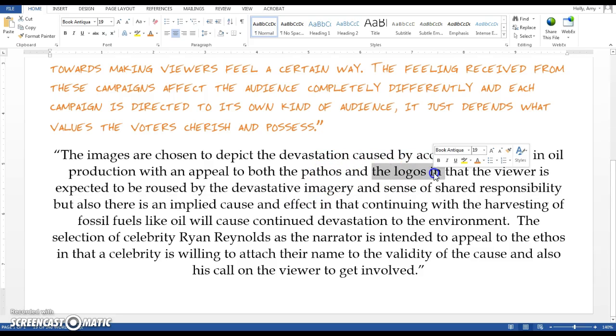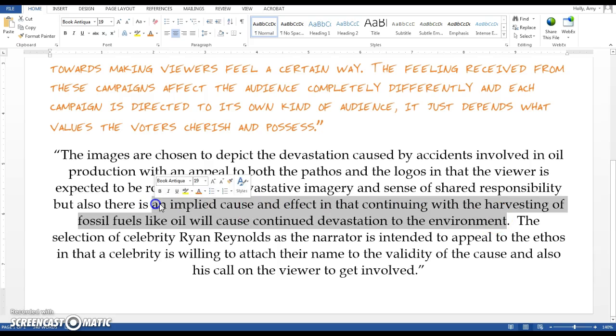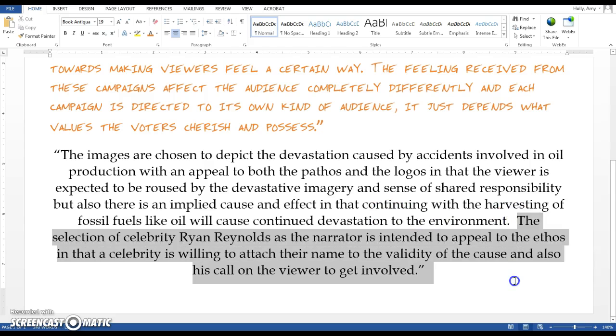And then demonstrating knowledge of logos, the writer also gives an example of the implied cause and effect in that continuing with the harvesting of fossil fuels will cause continued devastation. And that is a logical point. That is kind of what we refer to in rhetoric as a causal chain. So saying that one thing will lead to the next, will lead to the next, will lead to the next is a logical way to structure your ideas in certain cases. And so using the term logos to describe this effect is very appropriate. And then obviously the correct use of the term ethos here in discussing the credibility and trustworthiness of the writer, or in this case, actually the speaker.